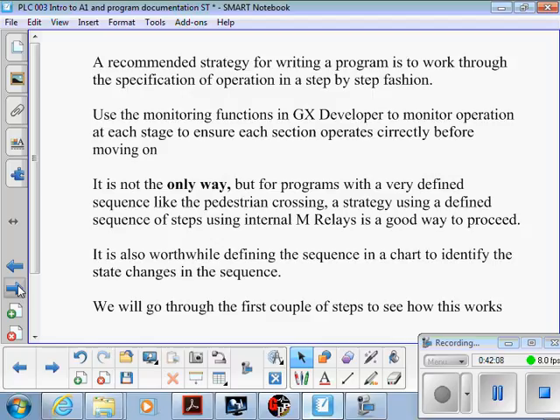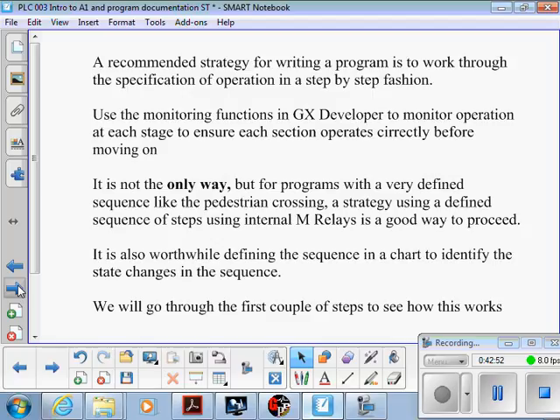So, it's not the only way, but with a defined sequence, like the traffic lights, red to amber to green, back to amber to red again, with the wait and don't walk and all that in between as well, it kind of fits well with having an M relay for each of the steps in that sequence, getting it to step through those steps one by one and use the M relays to control the appropriate lights at each step, dealing with state changes of the green light, for instance, state change of the amber light, as you go from step to step.